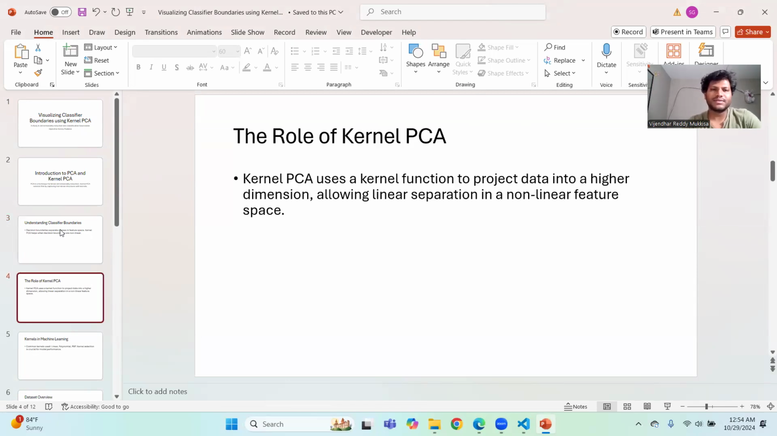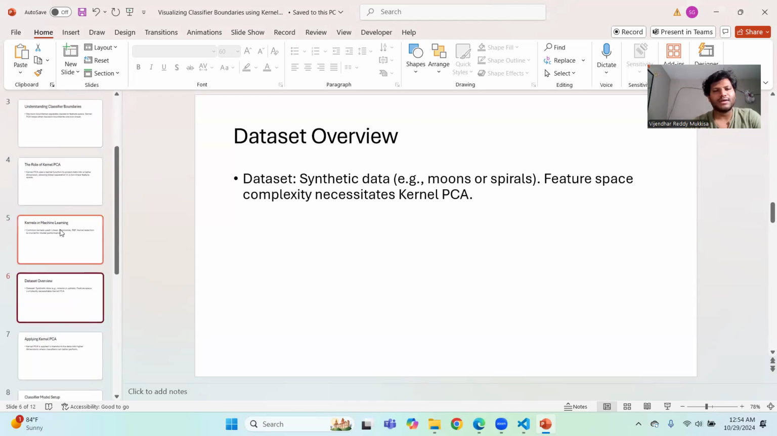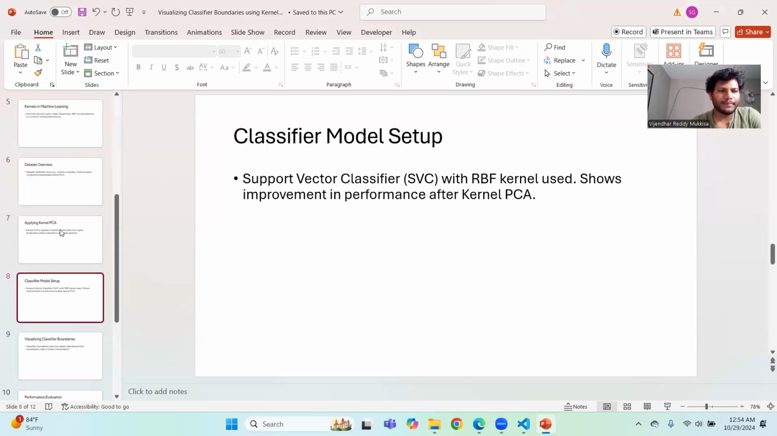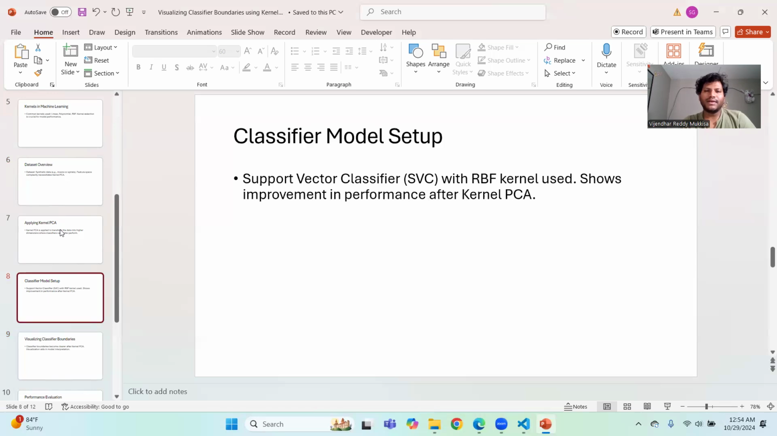Kernel PCA uses a kernel function to project data into a higher dimension, allowing linear separation in a nonlinear feature space. Common kernels used: linear, polynomial, RBF, and kernel selection. Coming to the dataset, I discussed it in the code. And coming to the visualization, classifier boundaries become clear after kernel PCA, and visualization aids understanding.